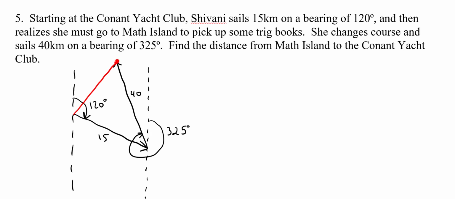And I drew the red arrow because that is a resultant vector. If you just wanted to go right from the Coney Yacht Club to your final destination, Schmutzky Land or whatever you want to call it. Okay, so here's your picture, guys, and your goal is to find the distance, basically the red arrow.